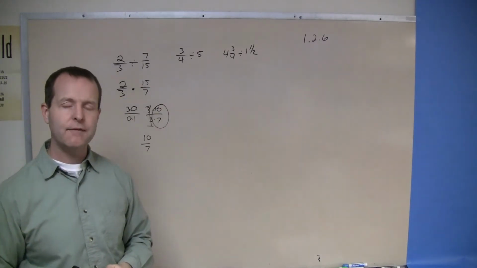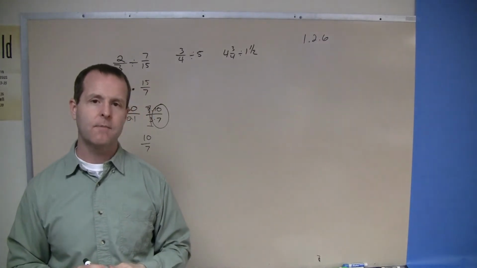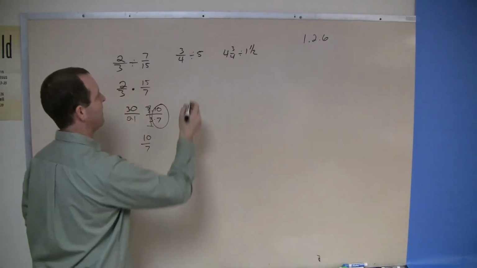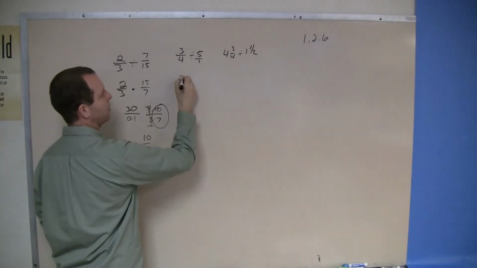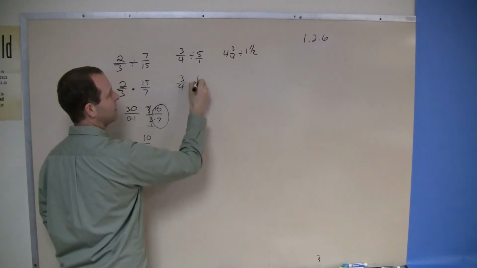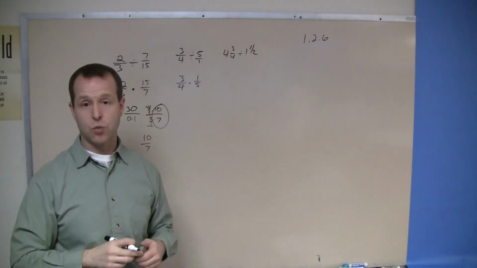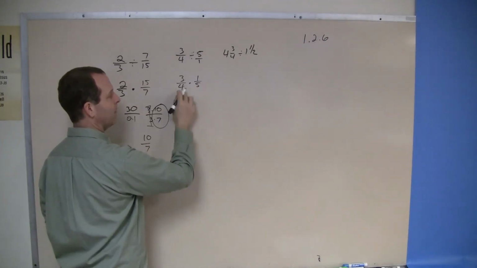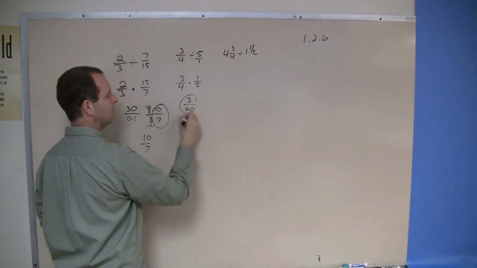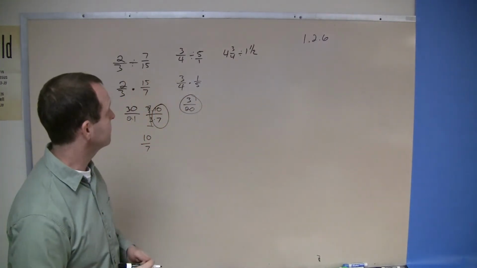3/4 divided by 5. Well, what do I do? That 5, I can't flip that 5 upside down. Well, yes you can, if you remember that that 5 is a 5 over a 1. So it's 3/4 times 1 over 5. The reciprocal of 5 is 1/5. Multiply across, 3 times 1, 4 times 5. And then there, that division problem is just 3/20.